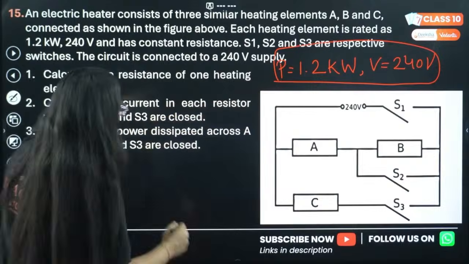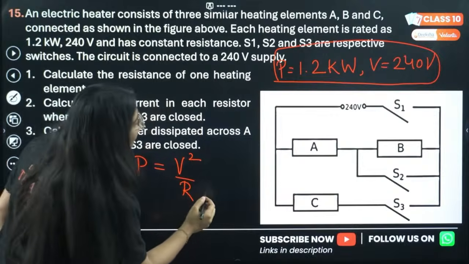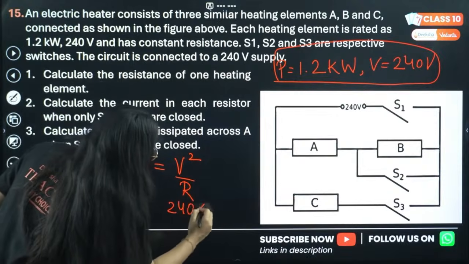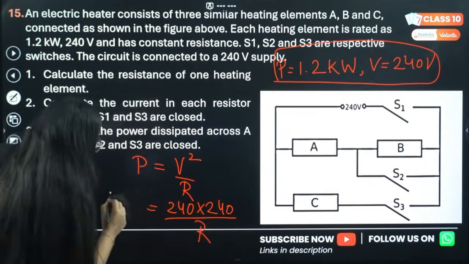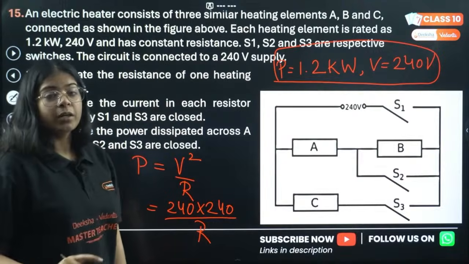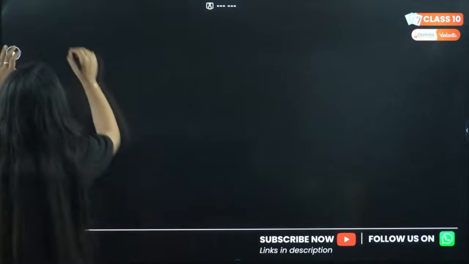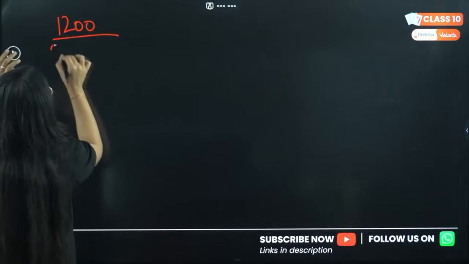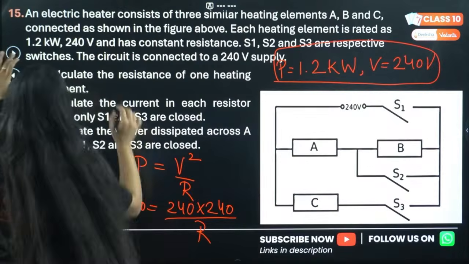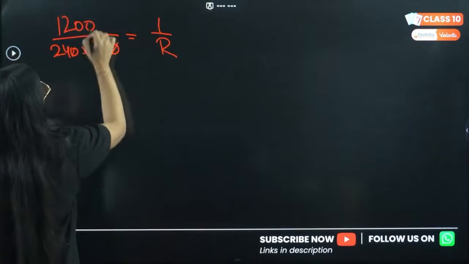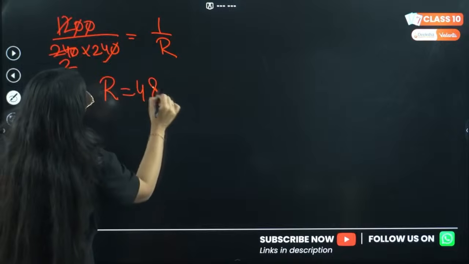So we have P and V. We know the formula of power, that is V squared by R. V is 240 into 240, and this is R, and my power is 1.2, but this is in kilowatt. Keep in mind the units, so I'll convert it into watt, and this will be 1200 divided by 240 into 240 equals 1 by R. This will cancel out, and my R will be 48 ohm.